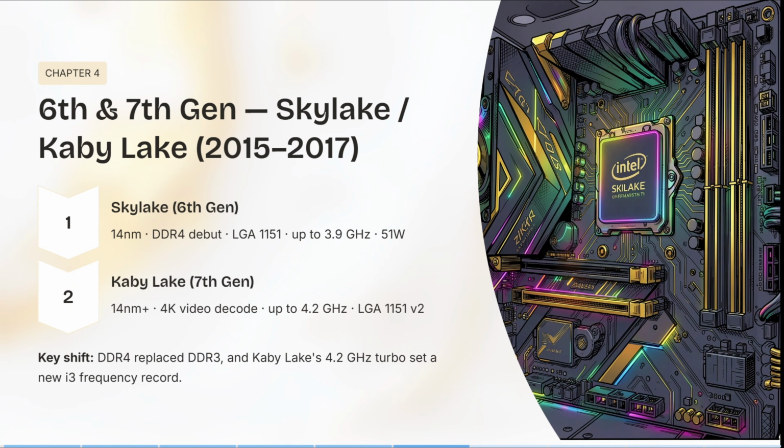Chapter 4. 6th and 7th Gen, Skylake, Kaby Lake, 2015 to 2017. Skylake, 6th Gen: 14 nanometers, DDR4 debut, LGA 1151, up to 3.9 GHz, 51 watt. Kaby Lake, 7th Gen: 14 nanometers plus, 4K video decode, up to 4.2 GHz, LGA 1151 V2. Key shift: DDR4 replaced DDR3, and Kaby Lake's 4.2 GHz turbo set a new i3 frequency record.